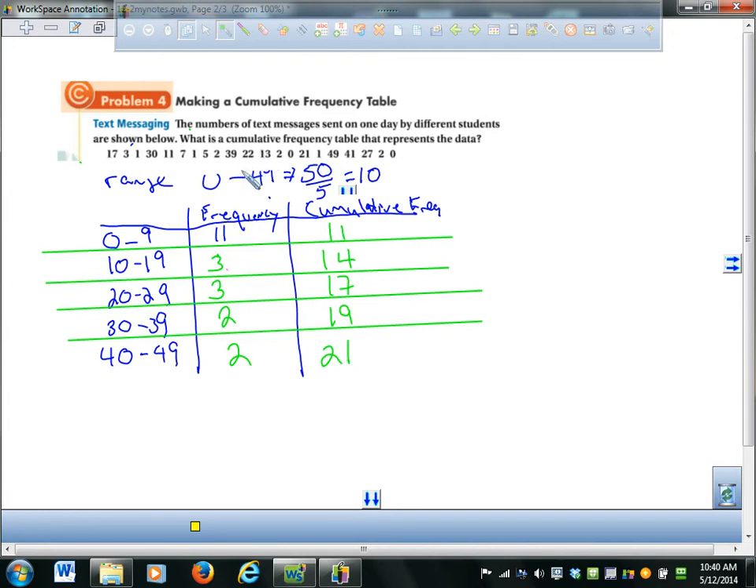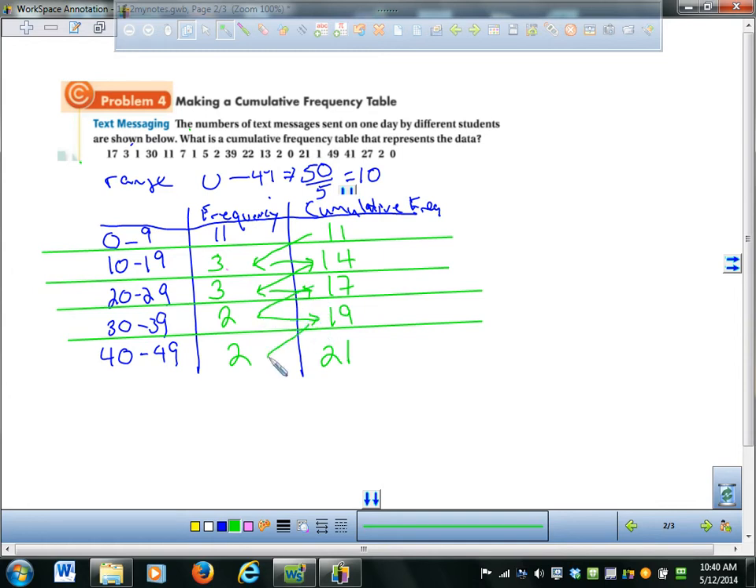With the cumulative frequency, how did you get those? So I just took this. Between 0 and 9, I have 11. Okay? And between 10 and 19, I have 3. I just add this number plus this number, it gives you this number. This plus this gives you this. And this plus this gives you this. And this plus this gives you this.